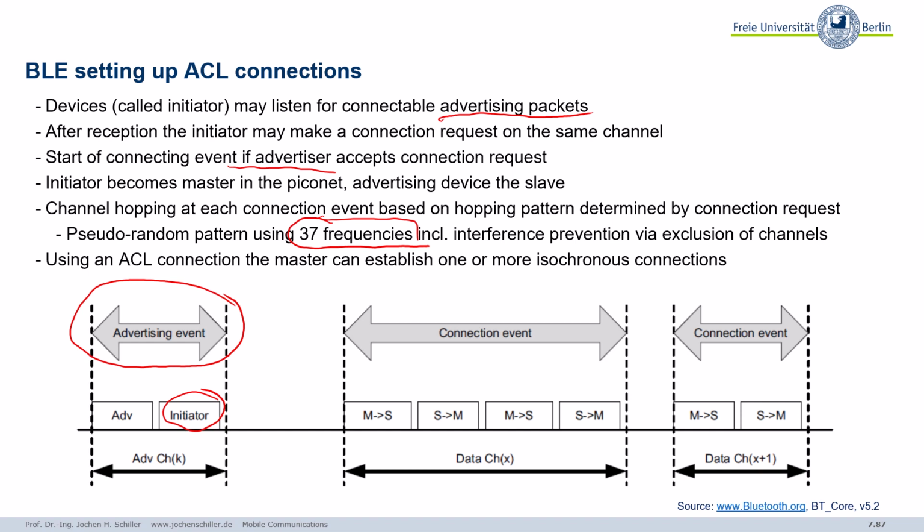Okay, that is the idea that we now use the original advertisement to set up connections, and then we have connection events. And while we stay on one connection event, we stay on the same channel. And the master determines when this connection event stops, and we go to the next connection event using the next channel. So there's a certain hopping pattern, but the master determines everything. So that's the idea. We can also use then this ACL connection and the master to establish isochronous connections, etc. Again, this sounds a bit more complicated, but these are the basic settings.